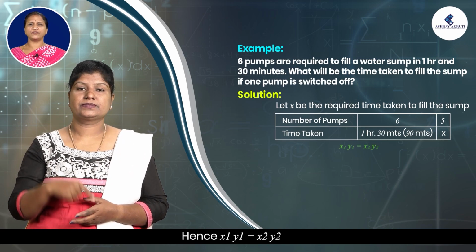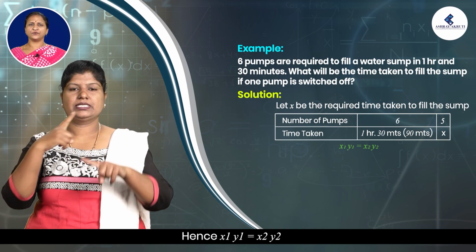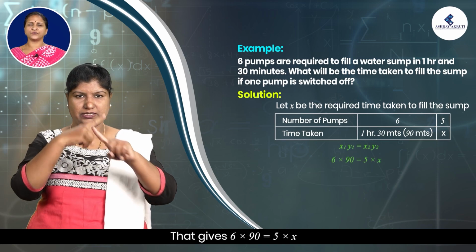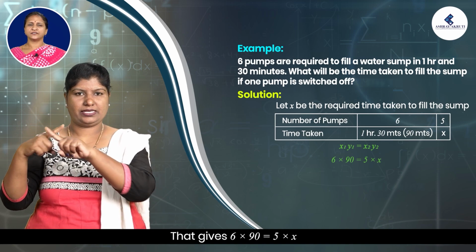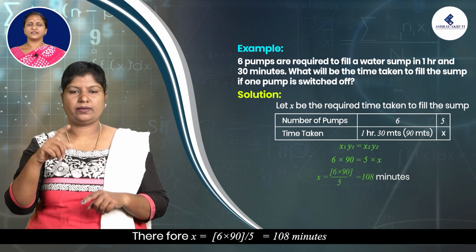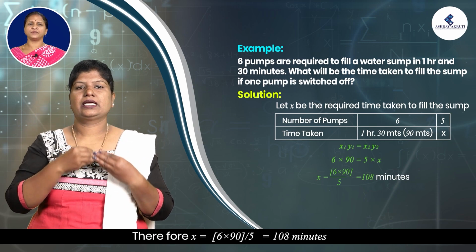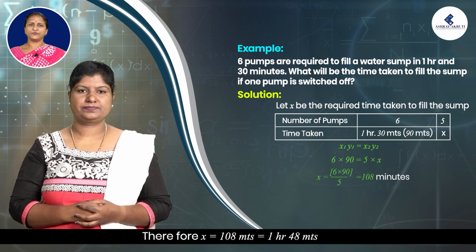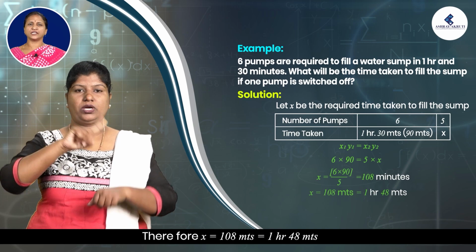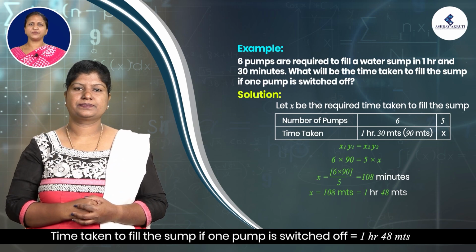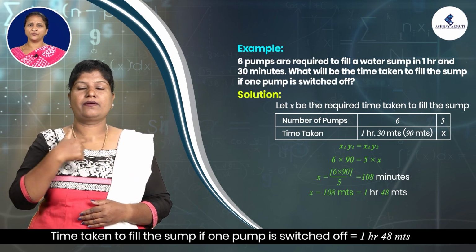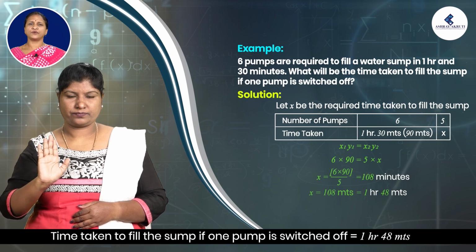Hence, x1 y1 is equal to x2 y2. That gives 6 into 90 is equal to 5 into x. Therefore, x is equal to 6 into 90 by 5. That gives 108 minutes. Therefore, 108 minutes is equal to 1 hour 48 minutes. The time taken to fill the sump if one pump is switched off is 1 hour 48 minutes.